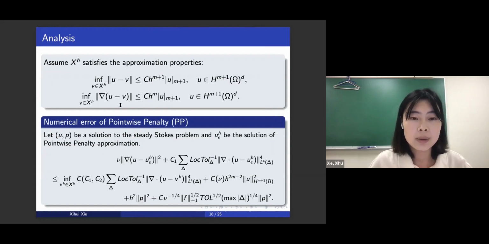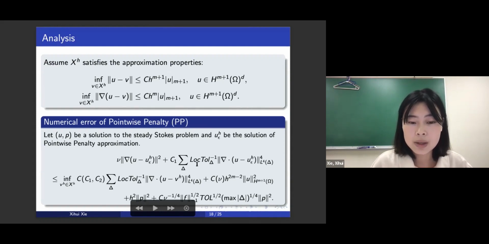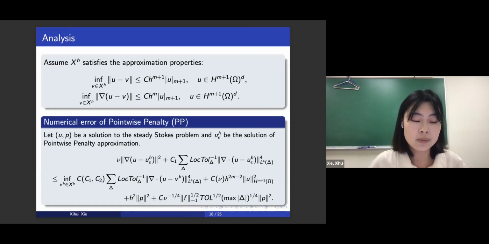So we assume our velocity space satisfies these two approximation properties, and then we have the numerical error of pointwise penalty. I want to mention that the second term of the left-hand side and the first term of the right-hand side share the same structure. And also, if the velocity space has the d-free subspace, then the first term on the left-hand side will vanish. That way we will have a better approximation result.